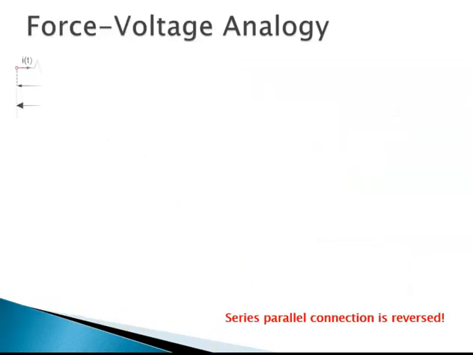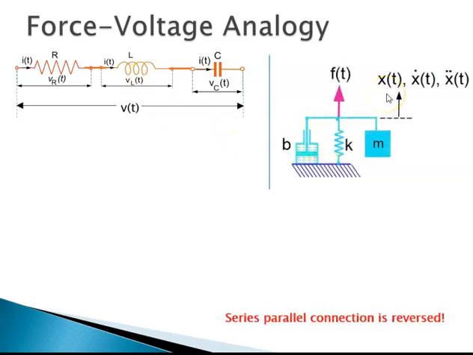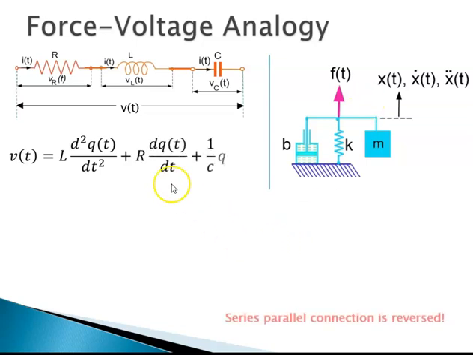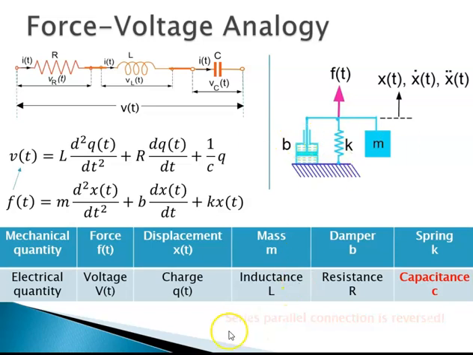So to sum it up, we will say that this electrical circuit is analogous to this mechanical system. You can very clearly see that elements are in series here, whereas elements are in parallel here. That is, the series-parallel connection is reversed. Also, since we are striking an analogy between force and voltage, with force on the left hand side and voltage on the left hand side, we call it force-voltage analogy. Sometimes we call it direct analogy also.